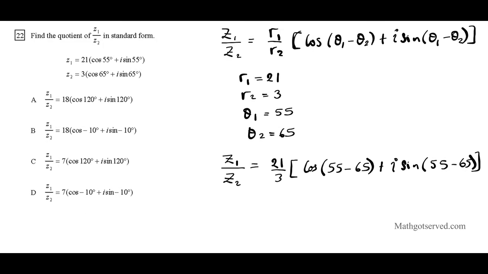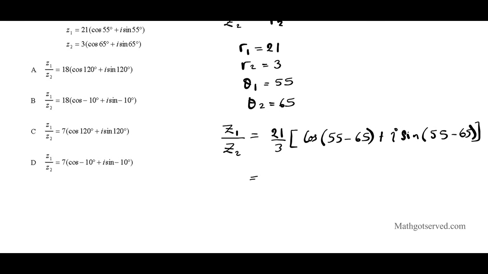Okay, so it's going to be 21 over 3 is 7. 7 times cosine negative 10 plus i sine negative 10. And there goes your final answer. So our answer is option letter D.